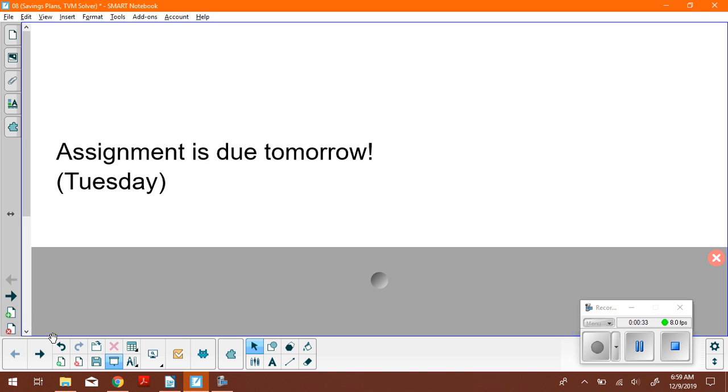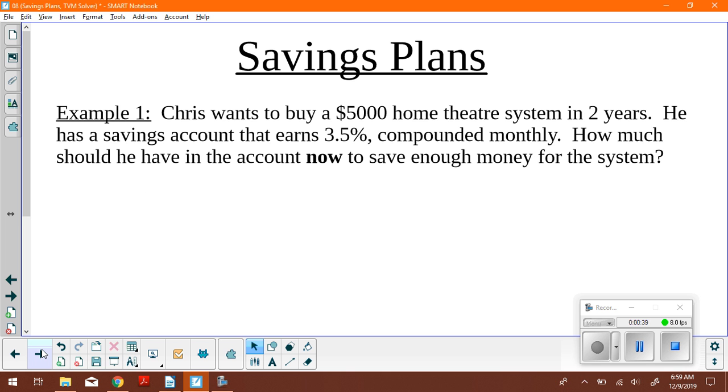Okay, so three fairly quick examples, and that's going to be it for this morning. We've looked at some different ways that you can save money, so now we're going to talk about identifying which type is which. Although again, we can rely on the TVM solver to do a lot of the work for us if we want to. So here's our first example.